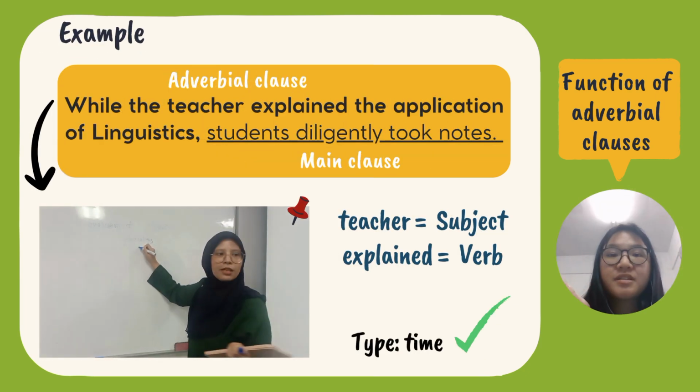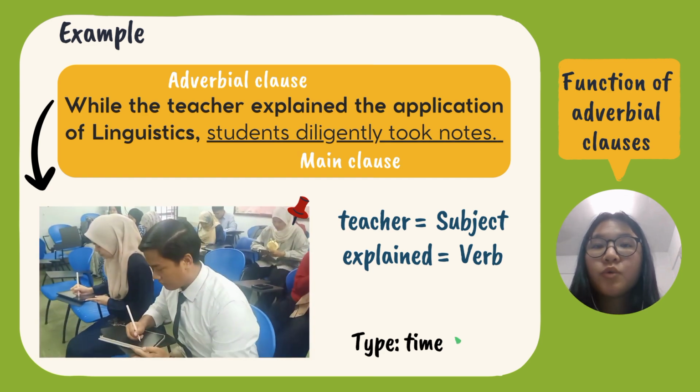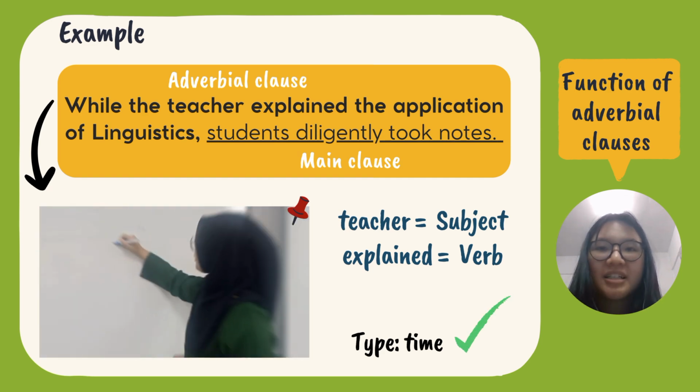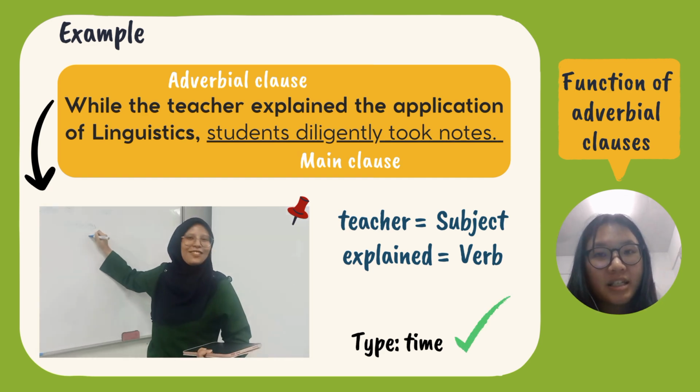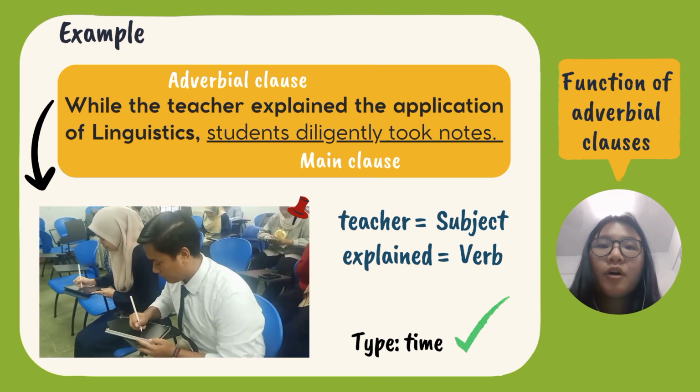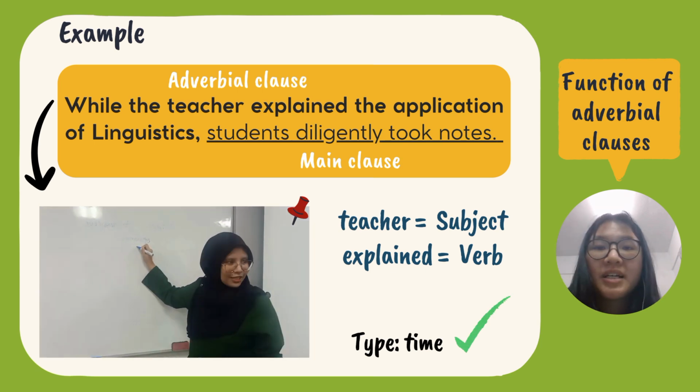So here is the next sentence and video. I also bold the adverbial clause and underline the main clause. The subject in the adverbial clause in this sentence is teacher, and the verb is explain. The type of this adverbial clause is time. It explains when something happens.